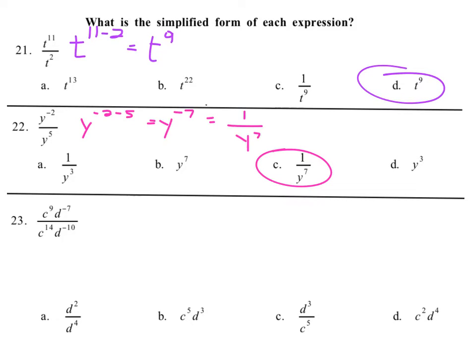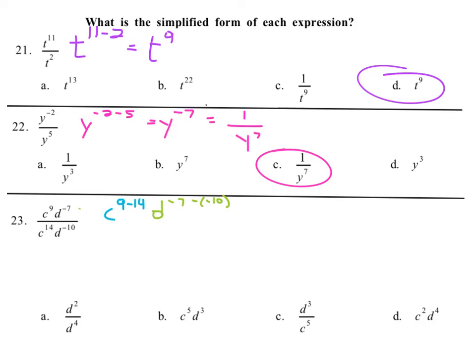And for this last one, what we're going to do is deal with each piece of this separately. We're going to deal with these c's separately from these d's. Okay? So the c's in blue, d's in green. Let's do the c's first. We've got c to the 9 minus 14, d to the negative 7 minus negative 10. Be careful on this. You've got to subtract that negative. Same thing as adding the positive.